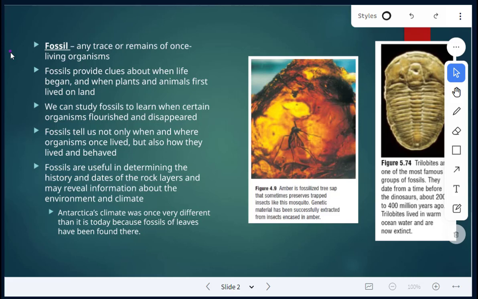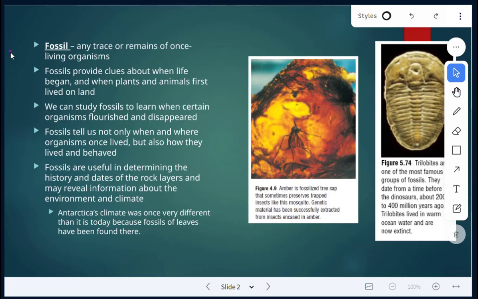We can study these fossils to learn when certain organisms flourished and when they disappeared. Fossils can also tell us not only when and where organisms once lived, but also how they lived and behaved. These fossils are useful in determining the history and dates of the rock layers, and they may even reveal information about the environment and the climate. For example, Antarctica's climate was once very different than it is today because fossils of leaves have been found there.